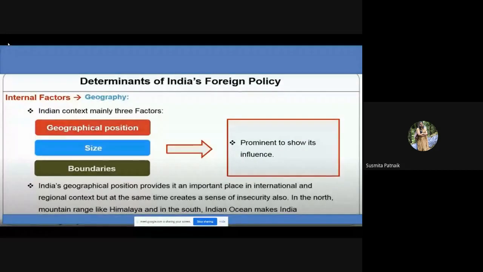There is the Indian Ocean in the south, but we are facing what? Attacks from Sri Lanka. We do not have a good relationship with Sri Lanka. So together, the geographical location of the country is not a good one, not in a good position.